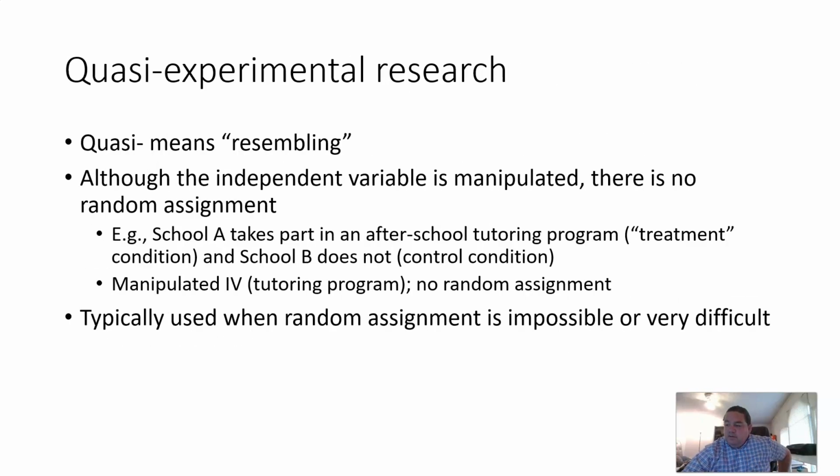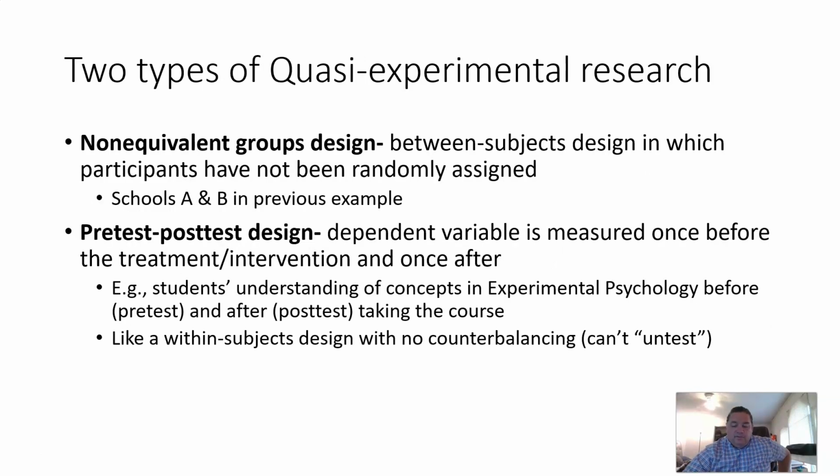So quasi-experimental, quasi means resembling. Although the independent variable is manipulated, there is no random assignment. School A takes part in an after-school tutoring program. That's the treatment condition. School B does not. Control condition. You have no influence over which kids are there because they're already assigned to school. So therefore, there is no random assignment. You are manipulating an independent variable, though, tutoring program versus no tutoring program. Typically used when random assignment is impossible or very difficult, using natural groups.